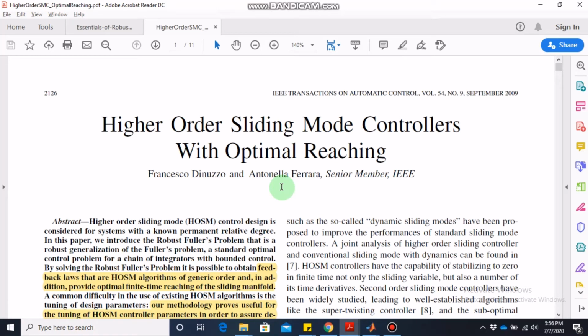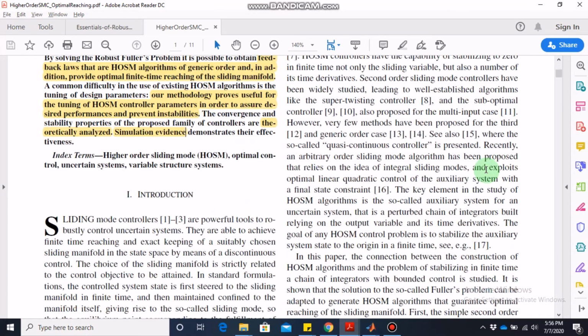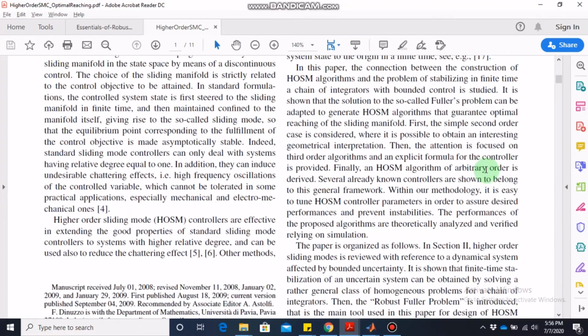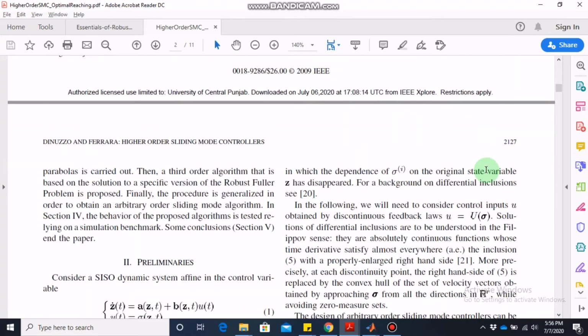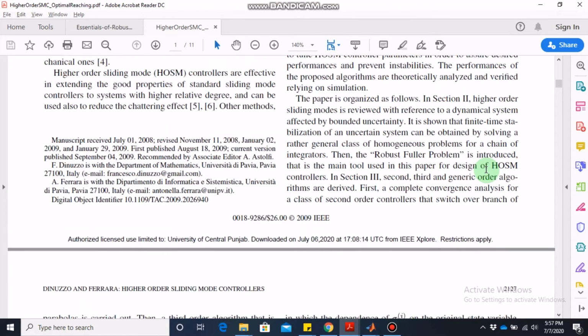Welcome to the online lecture on MATLAB simulations about control systems theory. Today we are going to simulate higher order sliding mode control with optimal reaching. This control law has been presented in a paper published in IEEE Transactions on Automatic Control. And this is a very nice paper. I recommend that you go to IEEE Xplore and download and read this paper. It's a very good paper published in 2009.